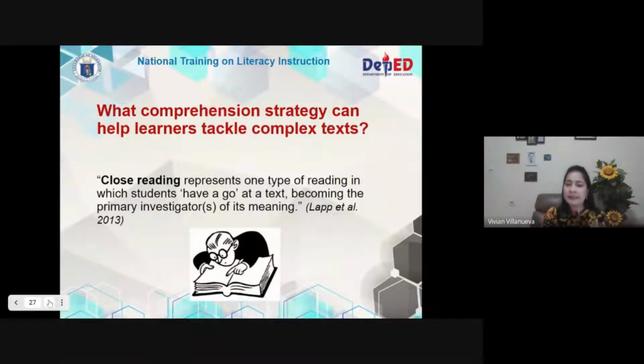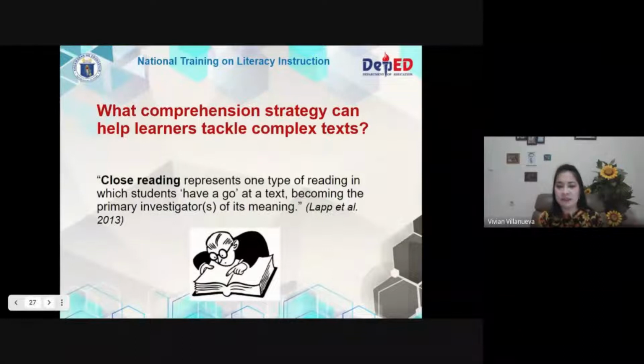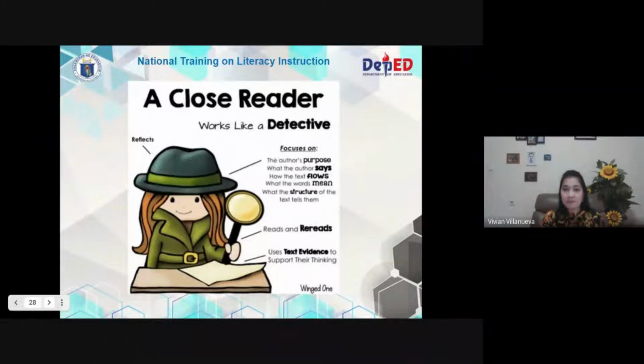I will not teach you all of these specific strategies in detail, but maybe just give you an overview of what these are, because I'm sure, knowing you guys, you've been using these. Close reading represents one type of reading in which students have a go at a text, becoming the primary investigator of its meaning. That's the meaning of close reading. A close reader is a detective. Yun, yung katulad kanina, when Miss Anna asked the kids, but you cannot just ask them, right?